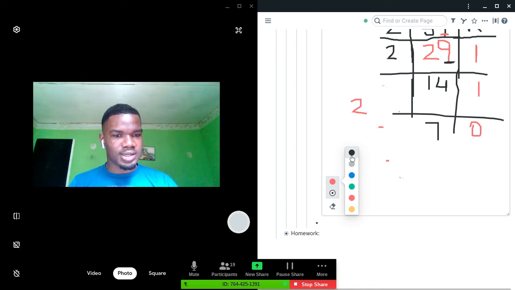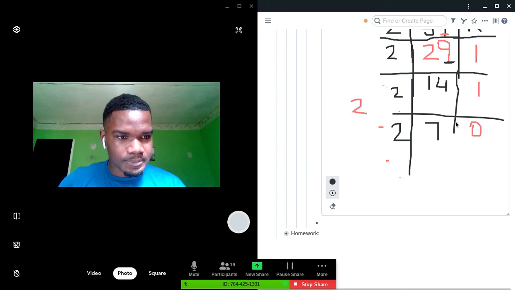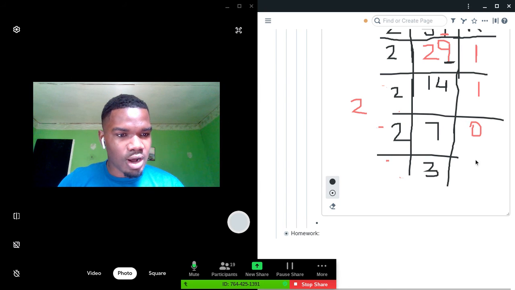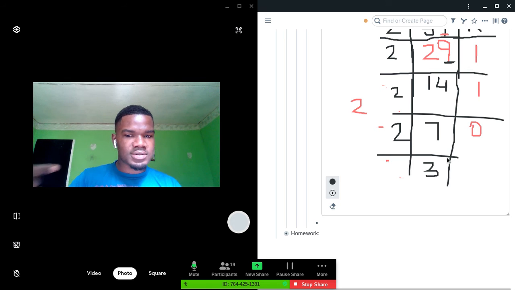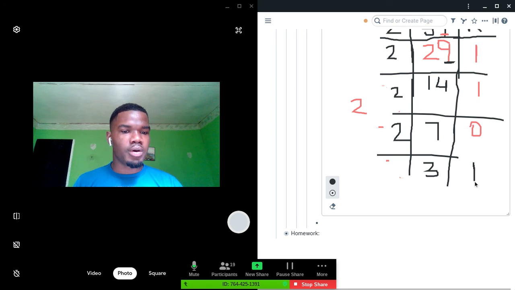I'm just going to use one ink because it takes a bit of time to change. So now 2 into 14, and then we're going to say 2 into 7. How many times does 2 go into 7? 3 times. And that leaves a remainder of 1. Because 2 times 3 is 6, and we need 1 more to get to 7. So we're going to put a remainder of 1.